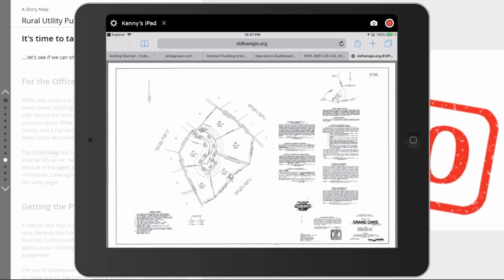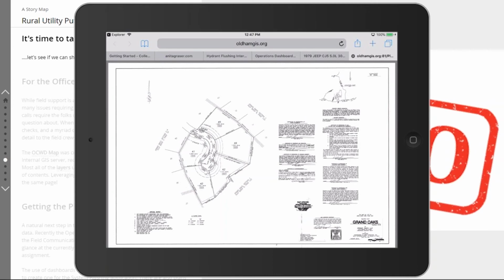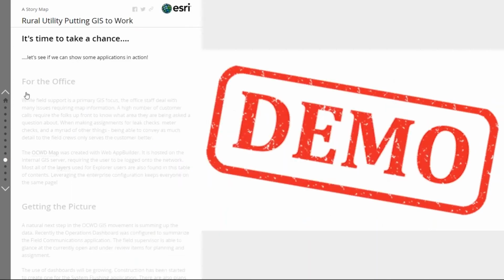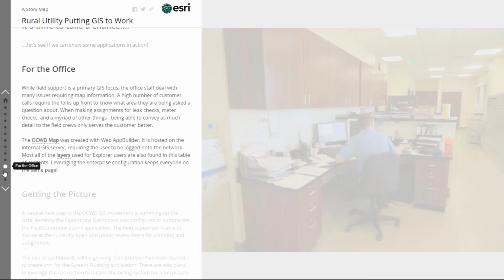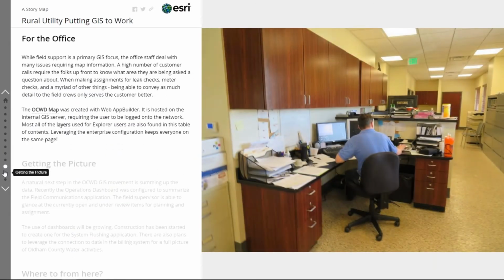So again, just taking advantage of other services and other things that are out there and available. So I'm going to jump out of that, run through a couple of quick slides here and wrap this up. Our field staff have certain needs. Our office staff have some slightly different needs because they're our first line of communication many times with our customers.